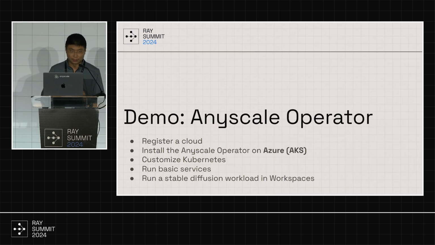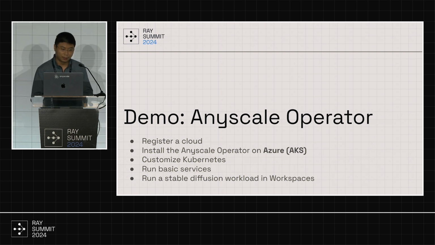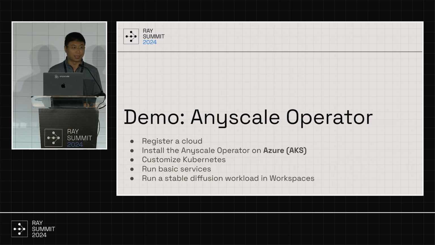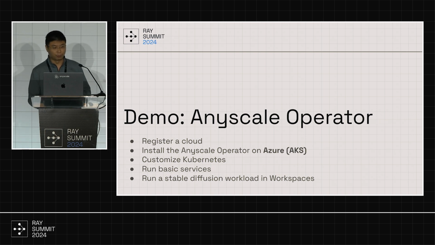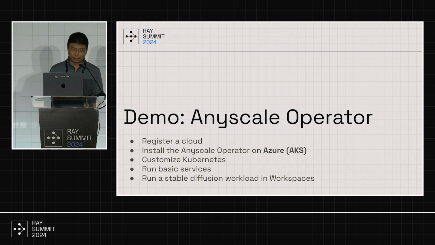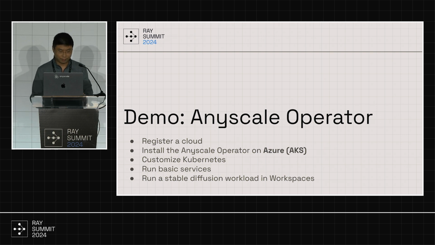So now, let's go to a live demo to see how the Anyscale operator can be installed and works. So it has 3 steps. First, we will show how smooth it is to install the Anyscale operator. And then we will show you some customized config maps that you can use to make it very flexible. And last, we will show some real workloads, a rollout canary service with 2 versions, and also a workspace with a stable diffusion workload in it. So let's go to the demo.